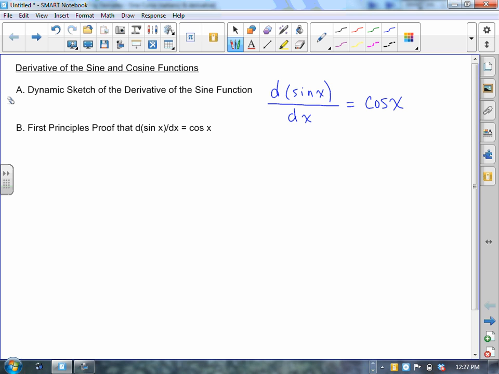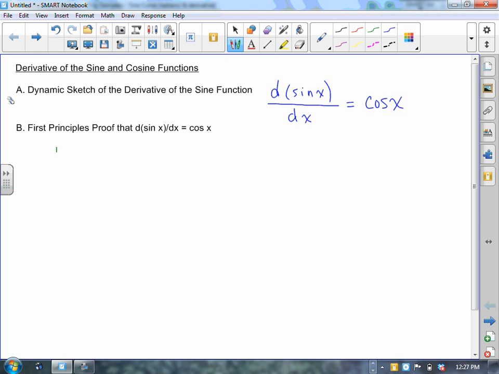So later on, we could, using technology, show the derivative of cosine as being related to the sine function. But we're going to use first principles to prove that that definition is true, and then we'll use that definition to our advantage in terms of helping us with other derivatives. So let's start out with this one here in part B. Let's do a first principles proof.